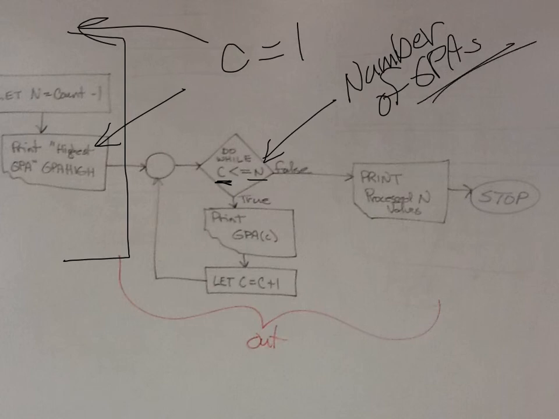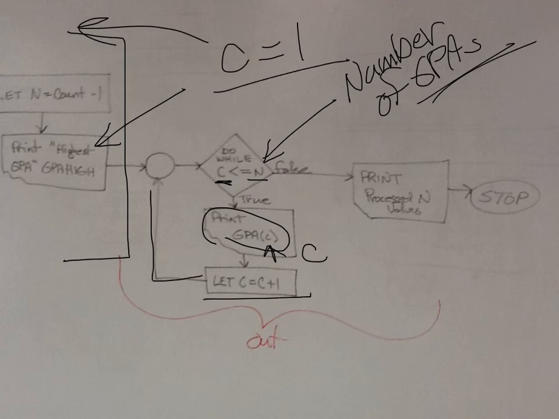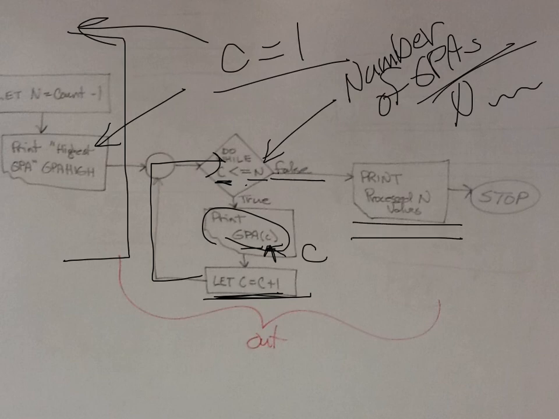As long as that's true, we're going to print, and see the subscript right there? That subscript is C. So we're going to print the first one in the array, add 1 to C, go back up. C is now 2, is 2 less than n, whatever n is, the total number in there? That's true. Then we print GPA, C is 2, and so this loop will print out everything until we get C 1 bigger than n, and there's no more in the array. This will be false. We print out how many values there were, and then we stop. And that's it.